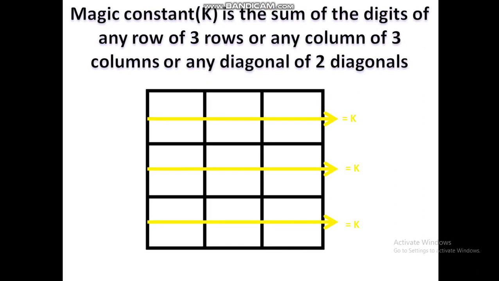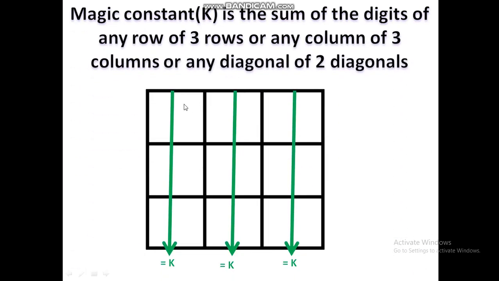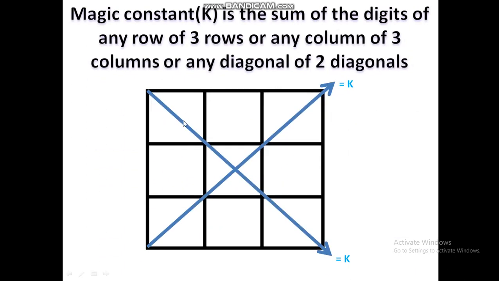The magic constant, denoted by K, is the sum of the digits of any row of the 3 rows, or any column of the 3 columns, or any diagonal of the 2 available diagonals. See, this yellow line indicates the sum of the 3 boxes in the first row gives the result K, which is called the magic constant. Similarly, the second row, third row, and the boxes in the first column, second column, third column, and even the boxes in these two diagonals also give the same result. That result itself is called the magic constant.